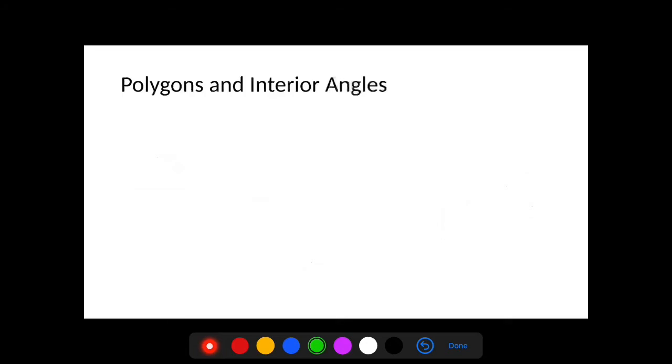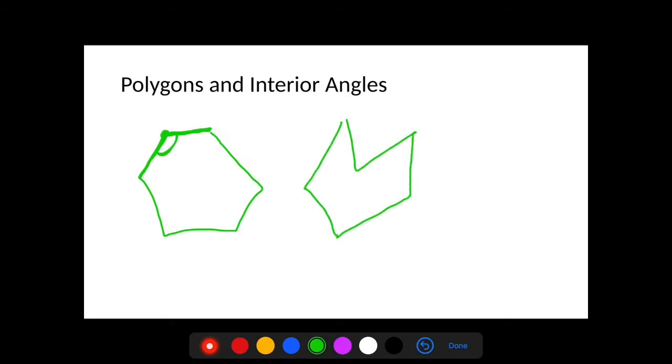Let's talk a little bit more about those interior angles. Interior angles are the angles inside a polygon that are formed by 2 sides. So if we have a vertex and the 2 sides, that would be an interior angle. As we just saw, the interior angle can be more than 180 degrees on a concave polygon.